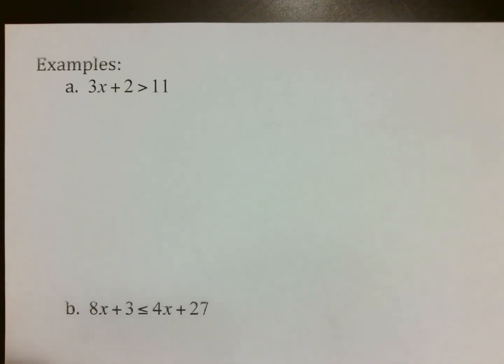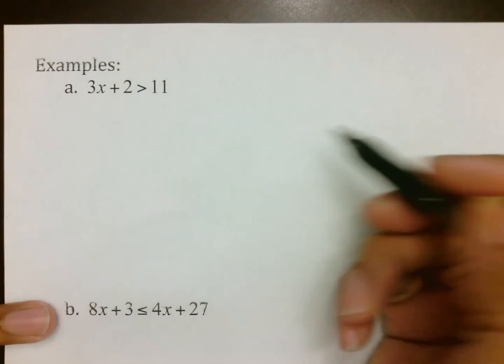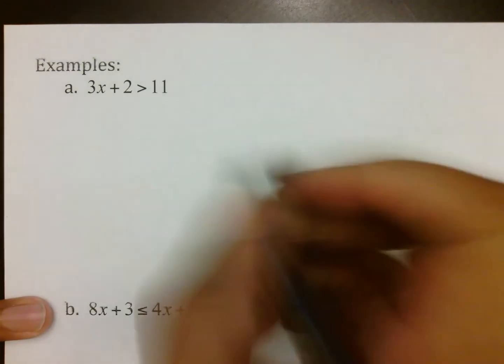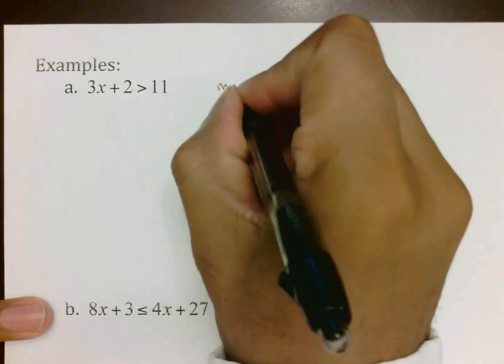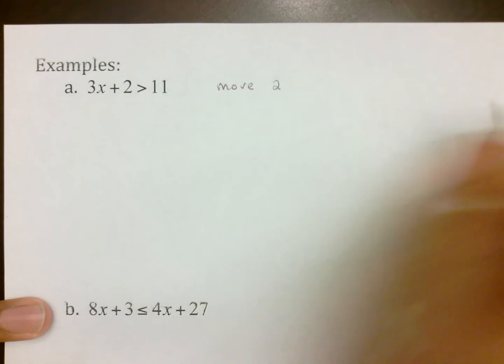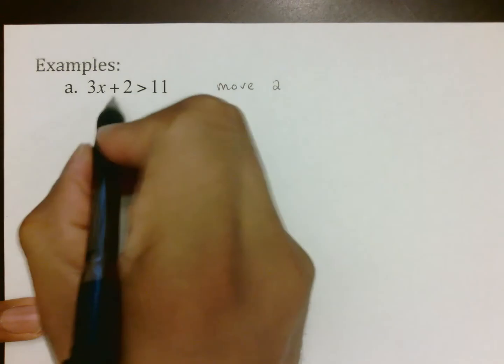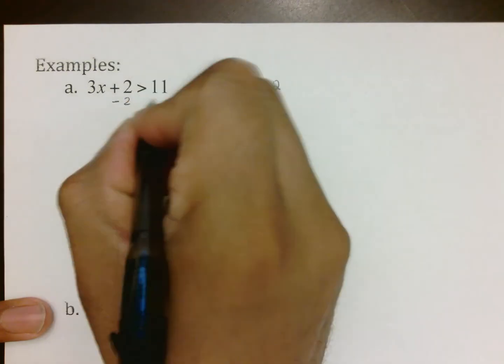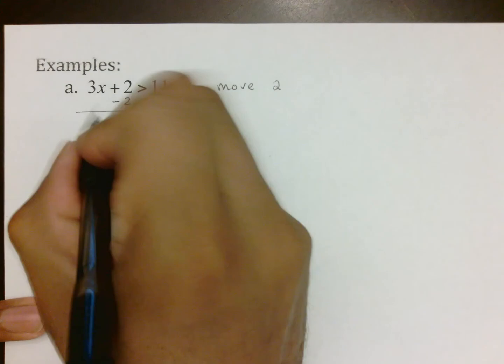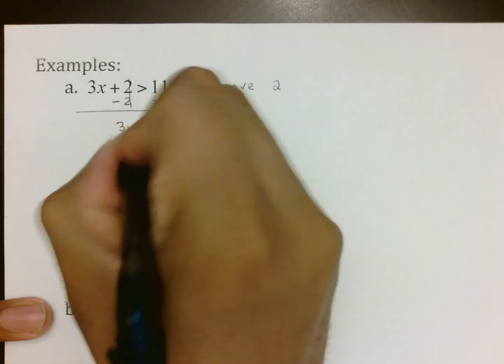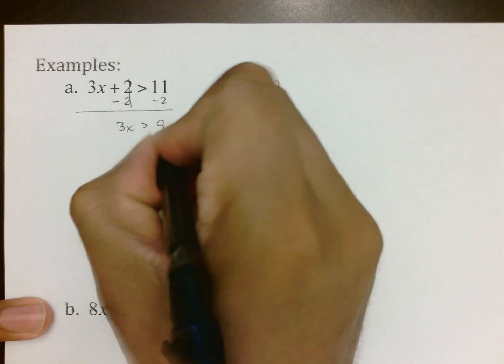Okay, so here's our examples. You got about 5 of them. 3x plus 2 is greater than 11. Our solving does not change. What I'm going to do is, and you need to write this too, we're going to move the 2. And we know how to move the 2 because this is a plus 2. Our solving in last chapter taught us to subtract 2 from both sides, taught us that this cancels out. 3x comes down with 9.